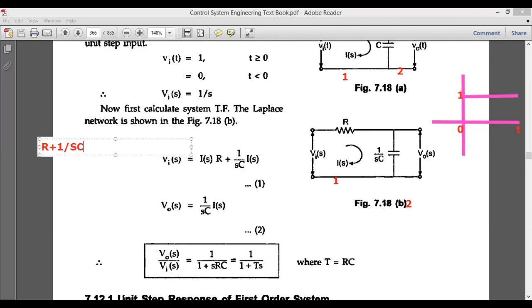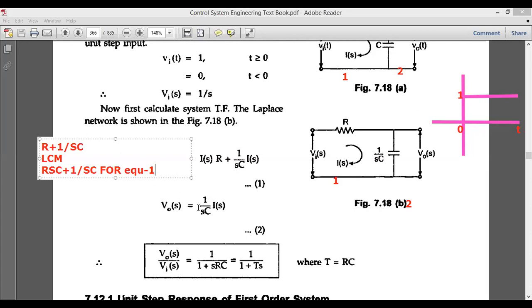This is my input side. So if I take the LCM of this here, I will end up with (R SC plus 1) divided by SC. This is for equation number 1. Similarly, for equation number 2, we don't have any simplification, so you just write it as it is.